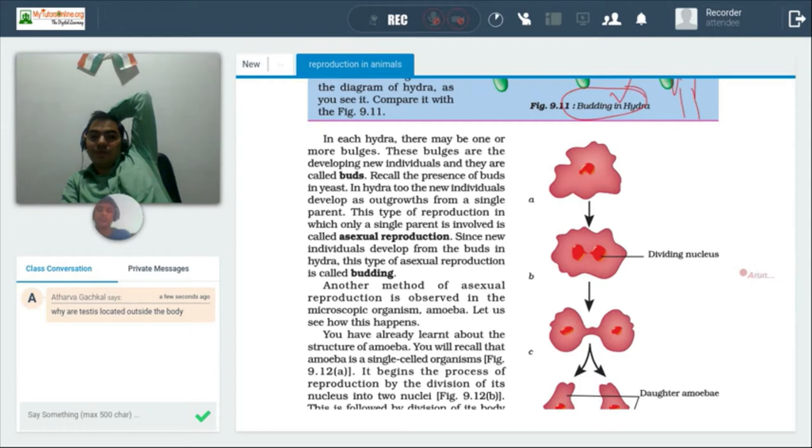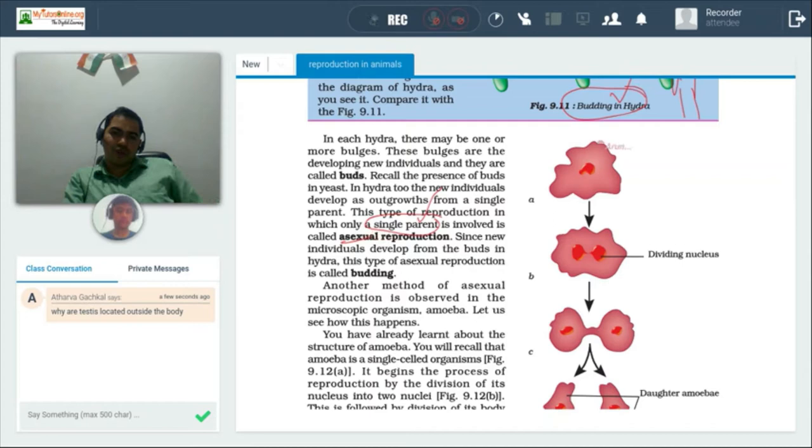I have seen budding in yeast also. In that also, budding happens. As we have seen, there is only a single parent involved. So this is asexual, because there is no male and no female. Only one sex is involved. That's why this is known as asexual reproduction. Since new individuals develop from the buds in the hydra, this type of asexual reproduction is called budding.